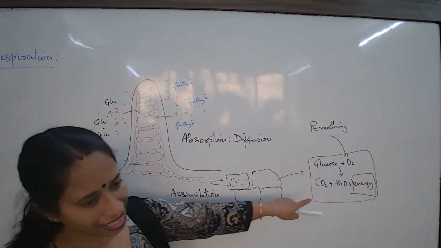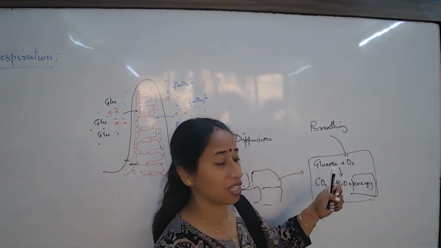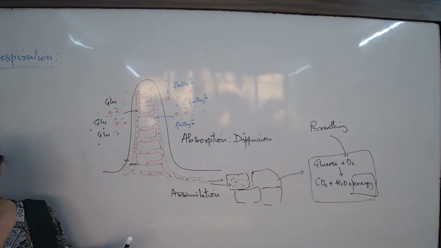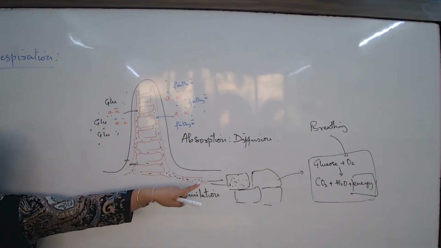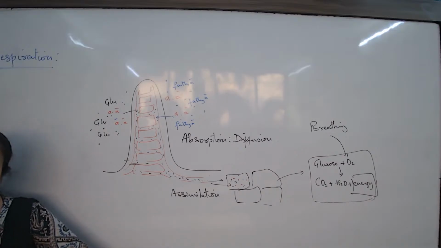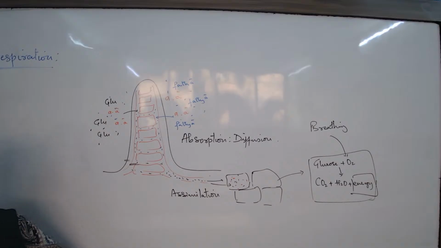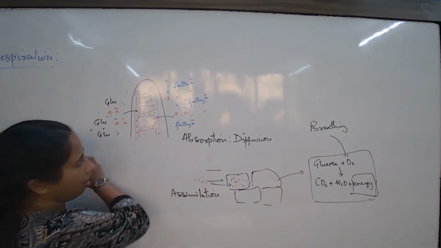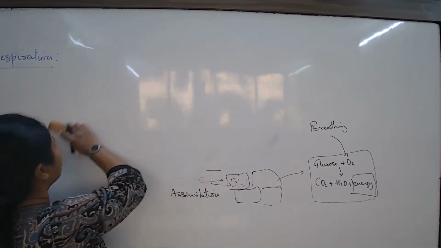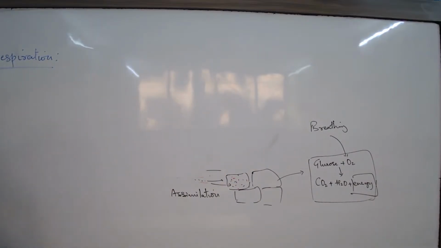So this is the basic concept we start with. What is respiration? The breakdown of glucose to produce energy. The breakdown of glucose in the presence or absence of oxygen, depending on which organism we are talking about. So the process of breakdown of glucose to release carbon dioxide, water, and energy is the basic concept of respiration.